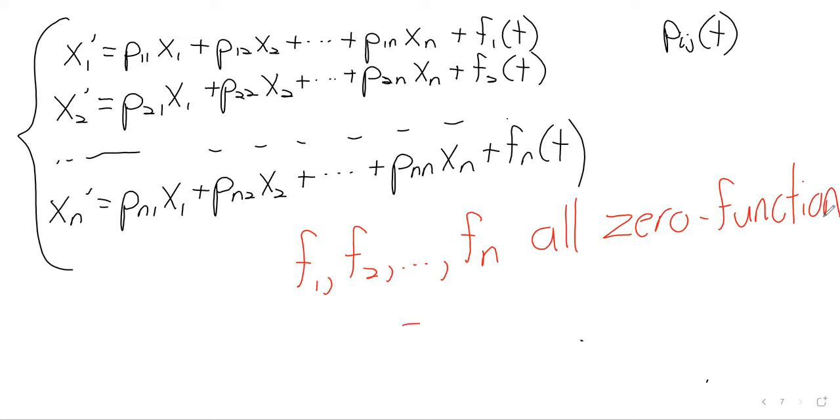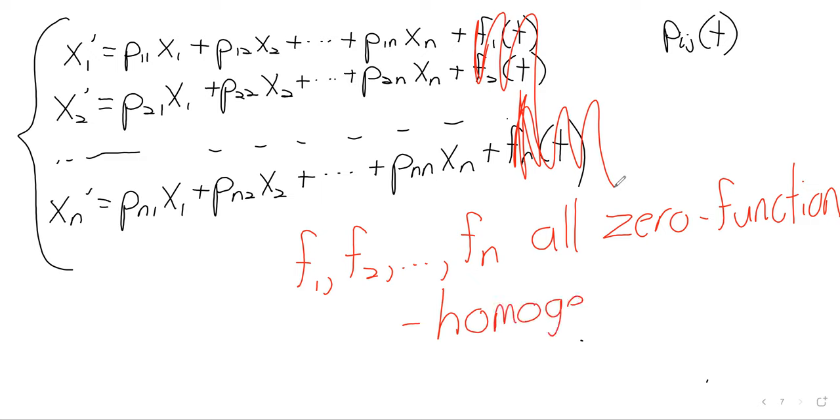If these are all zero, if these all just aren't there, then the system is called homogeneous. Now, because this is a system of linear differential equations, it can be rewritten in terms of matrices, albeit the entries of the matrices will be functions instead of just constants.